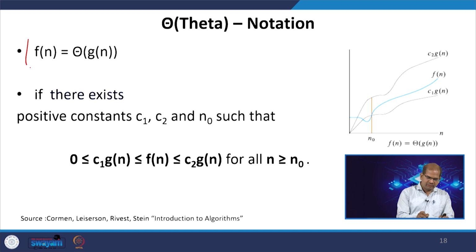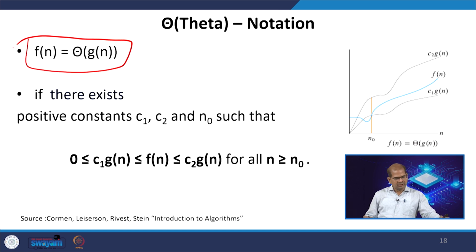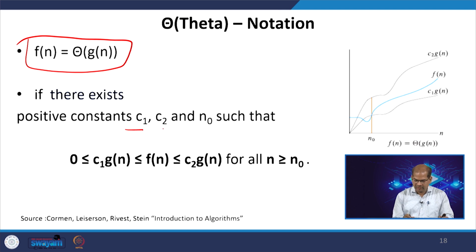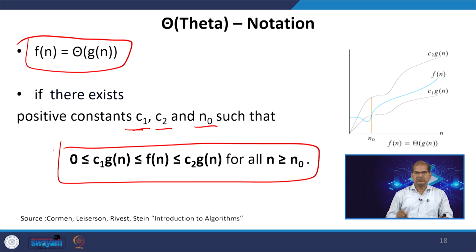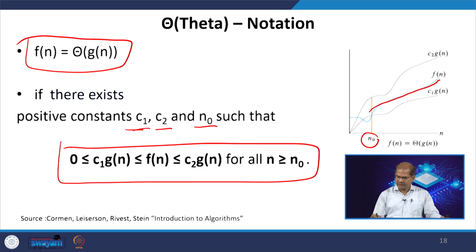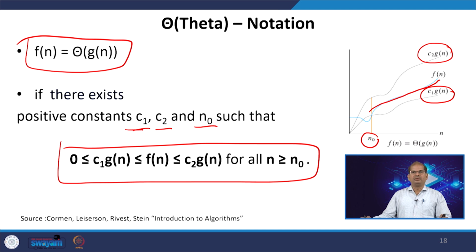So, I need to write this one. f of n is omega of g of n. I need to find three things here: three positive constants C1, C2 and n naught, all three positive, such that this inequality holds. Then you can see that after n naught, f of n is bounded by C1 g of n and C2 g of n. So, then f of n is called theta of g of n.